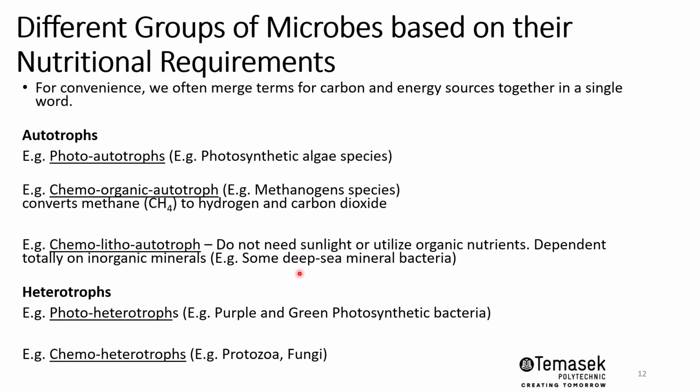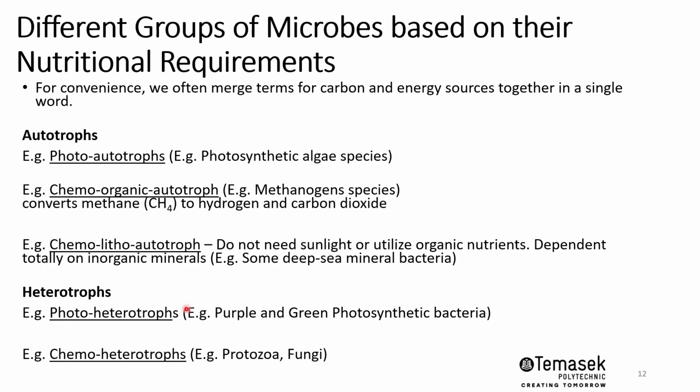Another category under autotrophs that we can classify is chemolithoautotrophs. These are organisms which require neither sunlight nor organic nutrients. They rely totally on inorganic minerals. Some examples are the deep sea mineral bacteria, which are often called rock eating. In this category, organisms are utilizing inorganic compounds, the minerals found in the sea, for example, as the energy source, and the carbon source is still carbon dioxide.